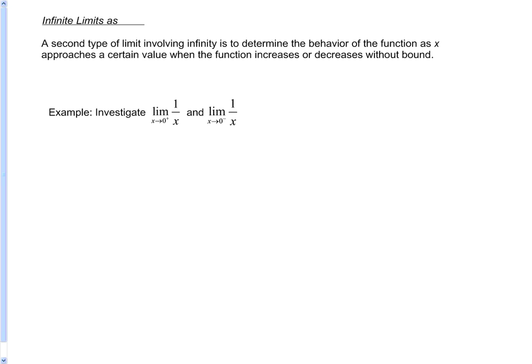A second type of limit involving infinity is to determine the behavior of the function as x approaches a certain value when the function increases and decreases. Let's see, up here this is supposed to say x approaches a. Let's investigate the limit of 1 over x as x approaches 0 from the right, and the limit of 1 over x as x approaches 0 from the left.